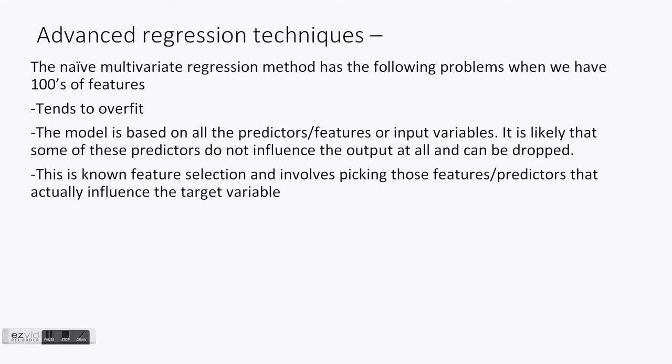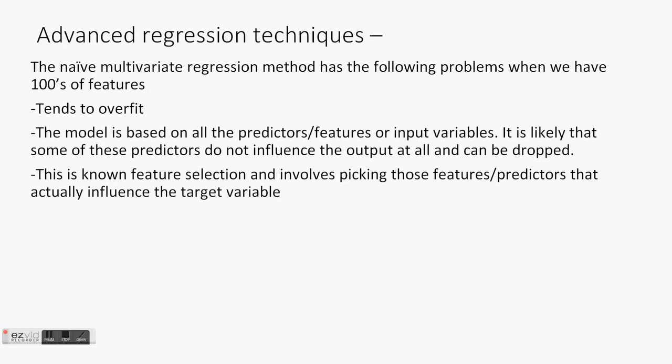Now let us look at some other advanced regression techniques. Multivariate regression has the following problems. One is that when you just have a 70% and a 30% split and you use all the features to build a model, it will tend to overfit. It will follow the data too closely and may not perform very well on a new data set.